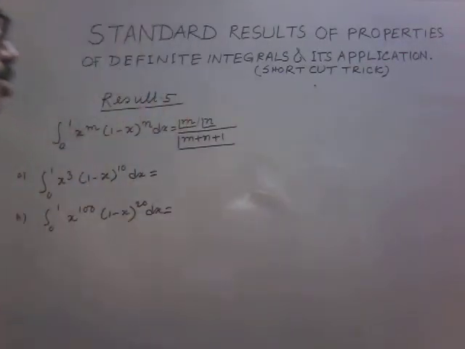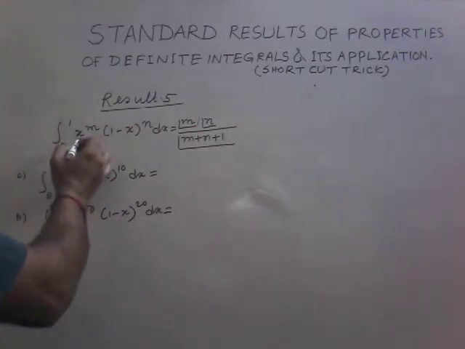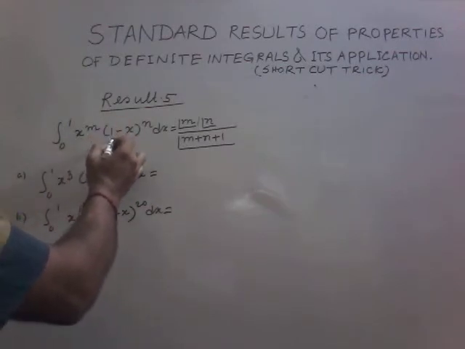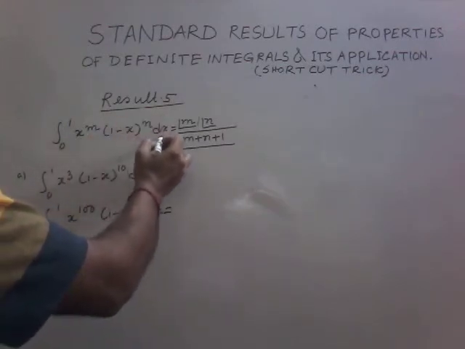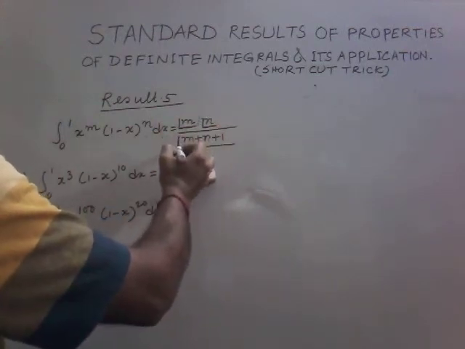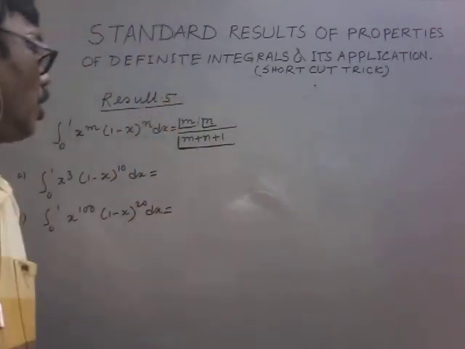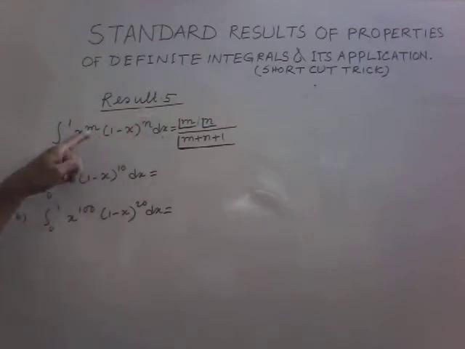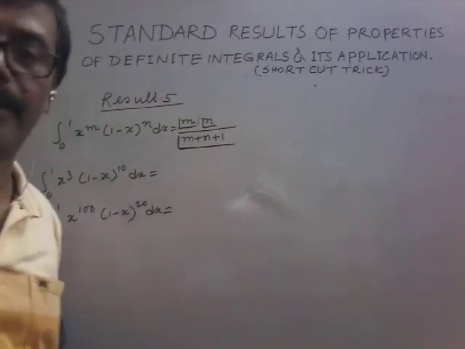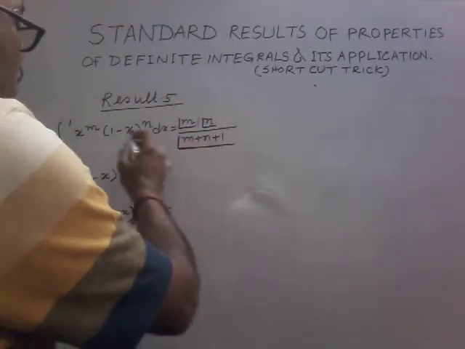Now standard result 5. Integral 0 to 1 x to the power m into (1 minus x) whole to the power n dx equals factorial m into factorial n by factorial (m plus n plus 1). We have calculated a similar one earlier, but here the power of x is also m. Here m and n are integers.